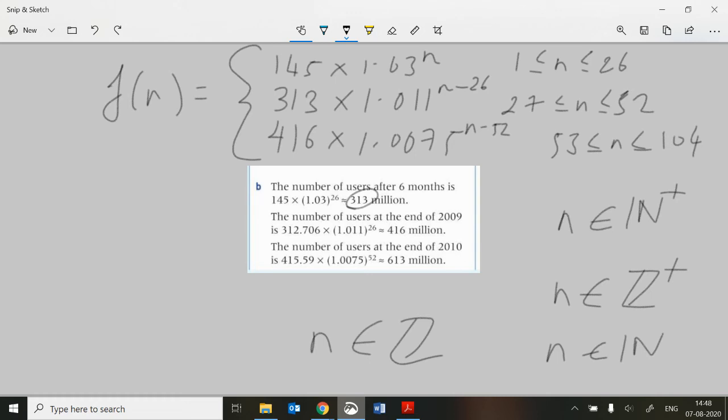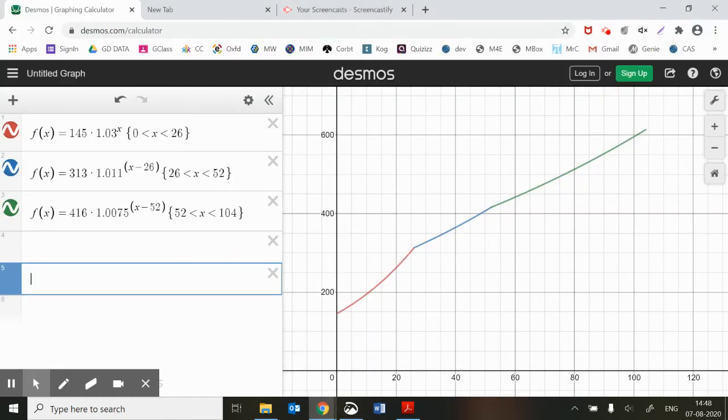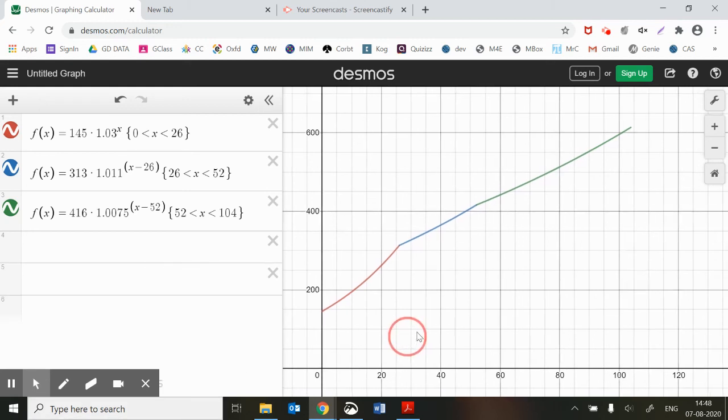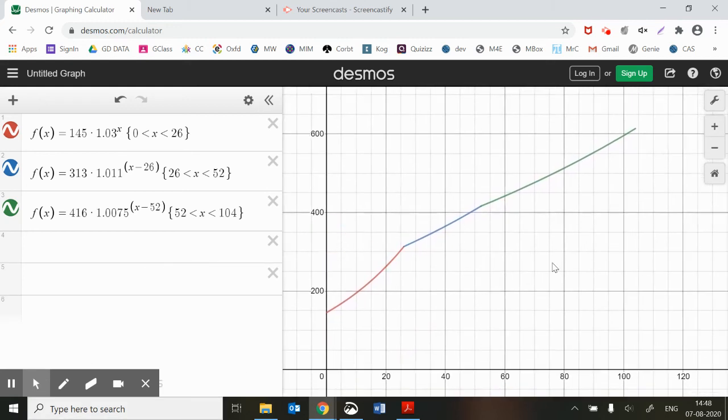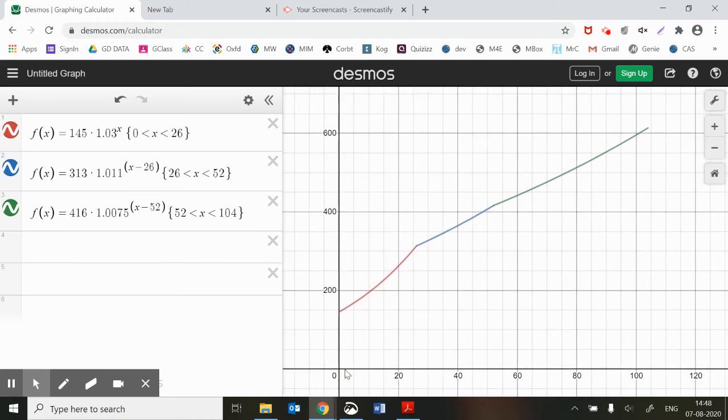Right, okay, so I've come up with this on Desmos. Now, Desmos is working here online. I mean, if you haven't used this already, it's a fantastic little resource. Because we've got a continuous axis here and we're using x on the bottom instead of n, I've just done this in terms of a continuous distribution. So I've done from 0 to 26, and then after 26 months up to 52, and 52 to 104 there as well.